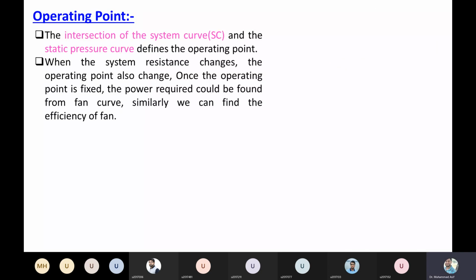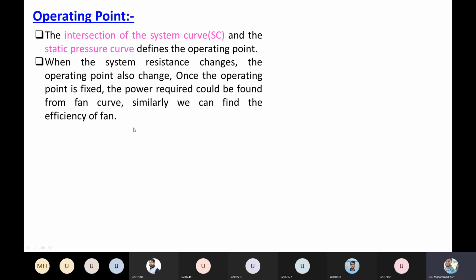So what is an operating point? The operating point is the intersection of the system curve and the static pressure curve, right? So when the system resistance changes, the operating point also changes, right? Once the operating point is fixed, the power required can be found from the fan curve. Similarly, we can find the fan efficiency, just like in the previous diagram.